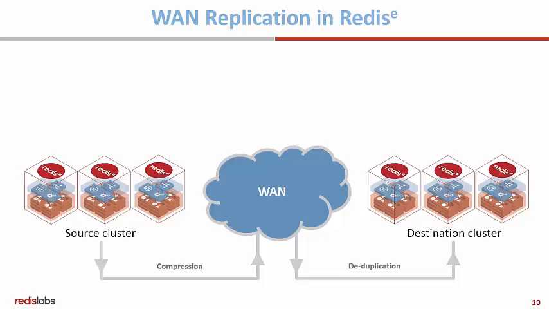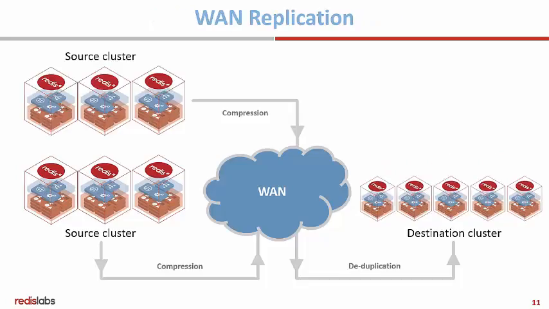And then if we can go to the next slide, I just wanted to illustrate the point that you can actually have a many-to-one relationship. So here I can have 2 source clusters that are replicating over to a destination cluster, and that destination cluster doesn't necessarily have to have the exact same topology as the source. So just food for thought, that capability is in the enterprise product.